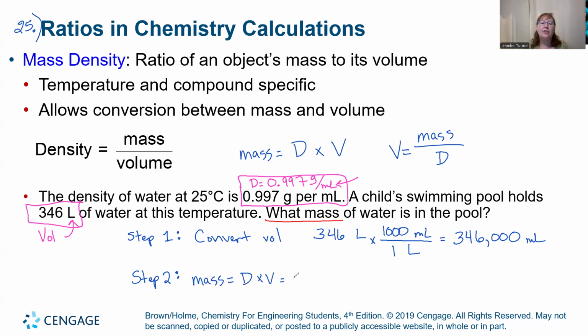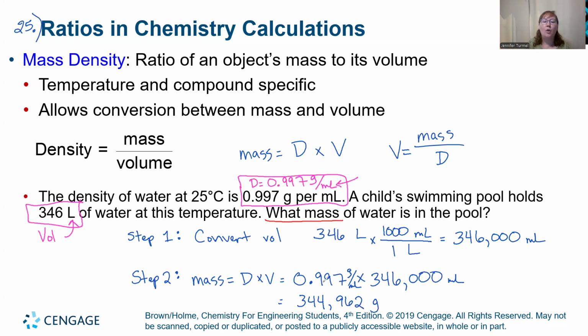Okay. And so that means that we have 0.997 times 346,000. And this is grams per milliliter, and this is milliliters. And then we're just going to be left with grams. Now, when we do this math, what we're going to get is 344,962. And our units will be grams.